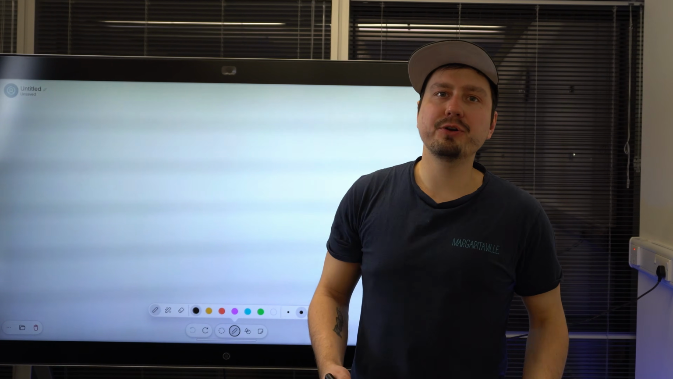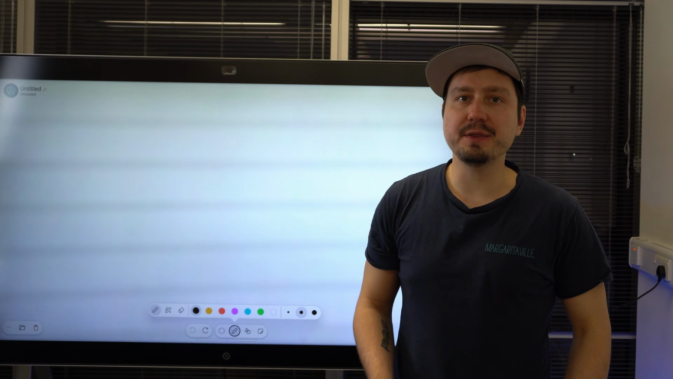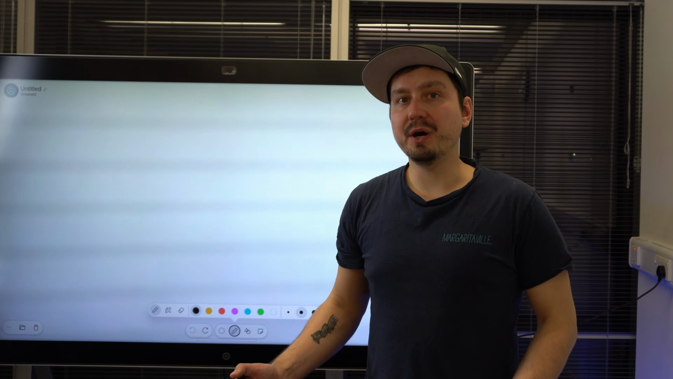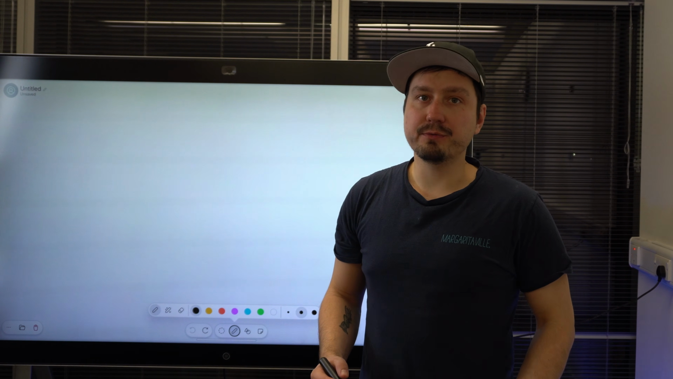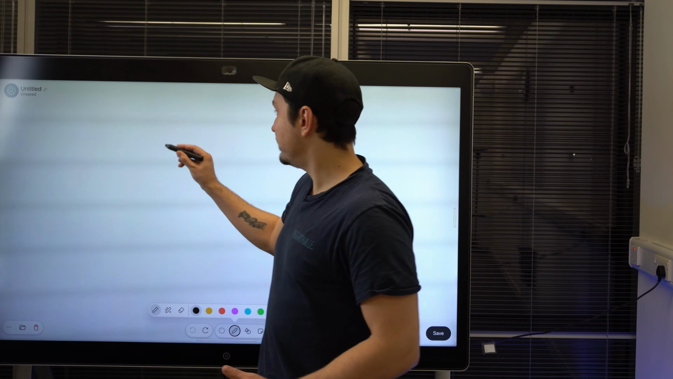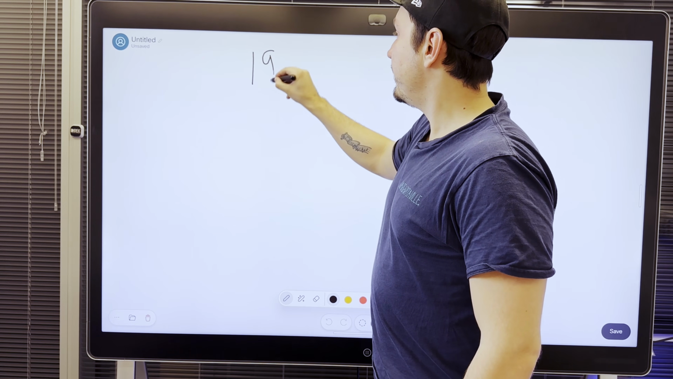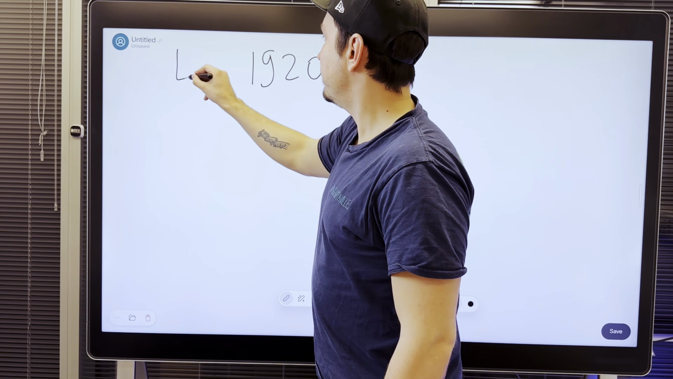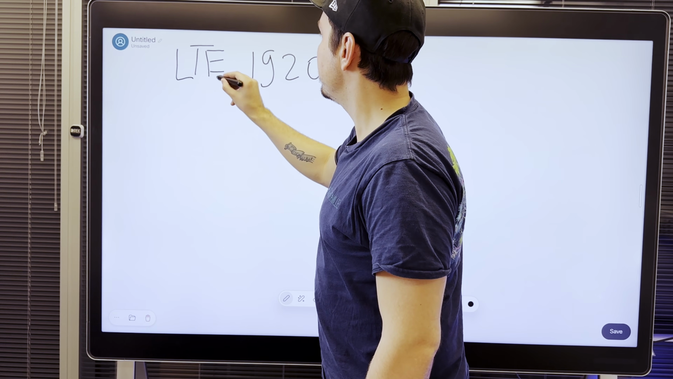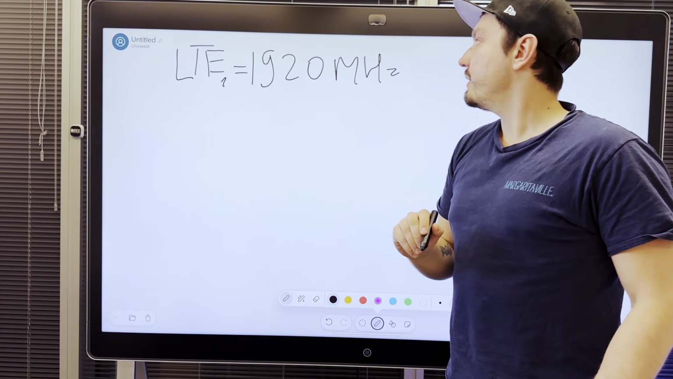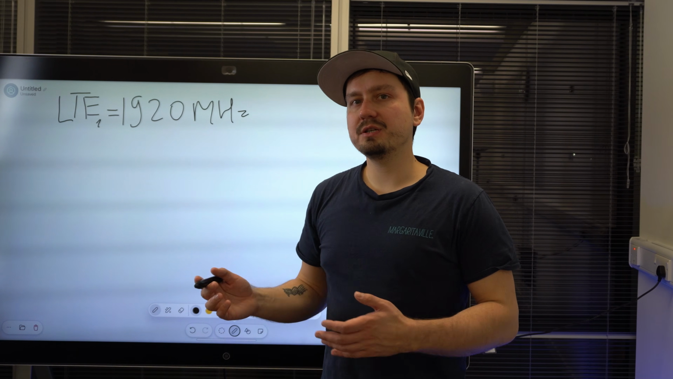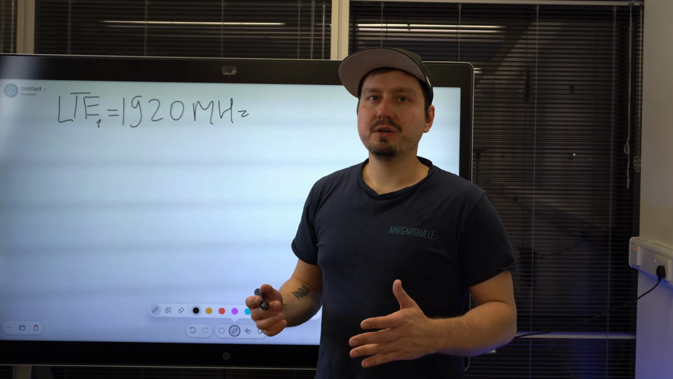First of all, let's calculate the far field distance from the antenna, and for this I'm going to use the highest frequency of my device, which is going to be the LTE band 1 frequency, and that frequency is equal to 1920 megahertz. The reason I'm using the highest frequency is because this is going to give me the largest distance.